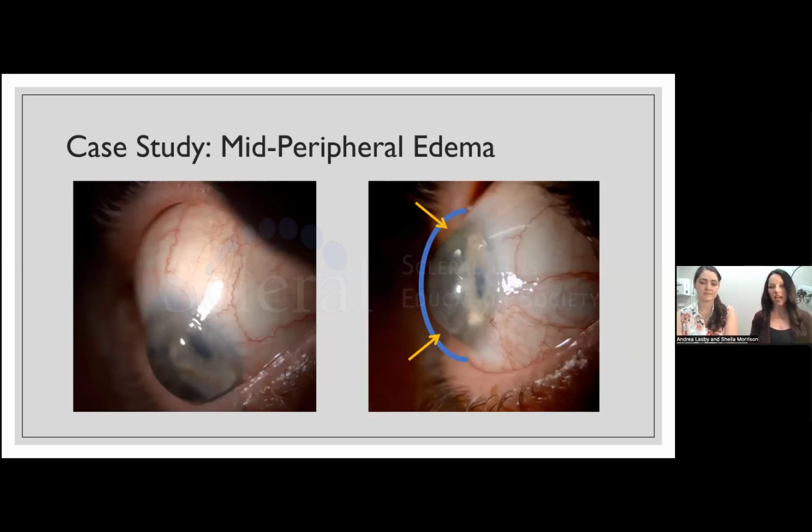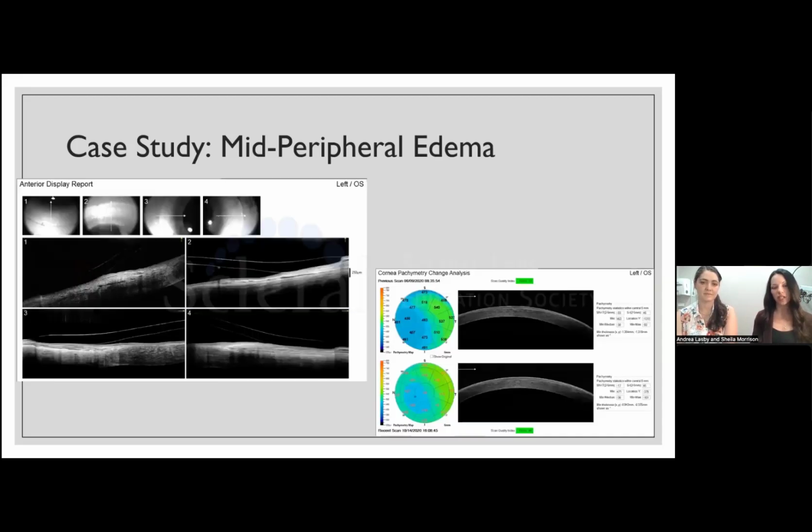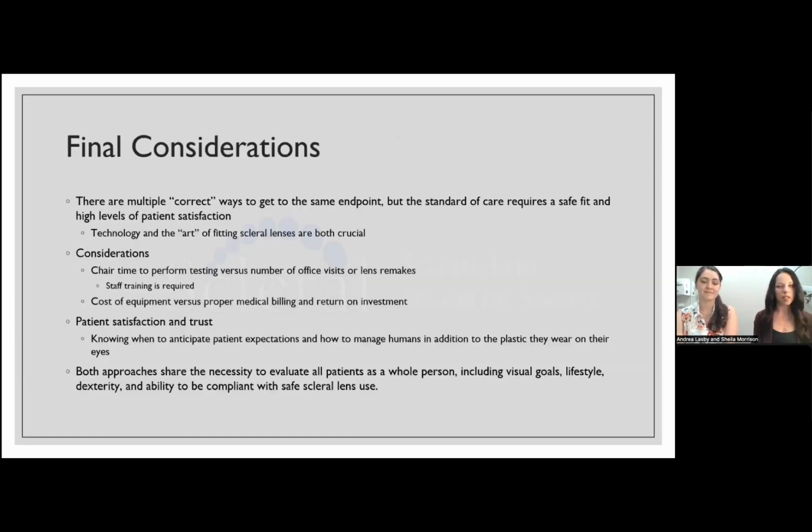Great lens, but for this eye shape just wasn't really working because the patient started to experience mid-peripheral edema. So essentially they had great clear vision in the center, but if you look at the pachymetry change analysis, we're getting mid-peripheral edema that can be very dangerous for that graft. And you can see on the OCT cross-section, just too much space in that area. So it's something else to watch out for. In this case, we ended up doing a changeover to, I think, an impression or freeform in this case as well. And that really reduced that space and resolved things for the patient.